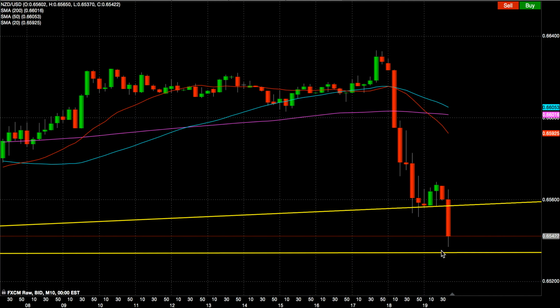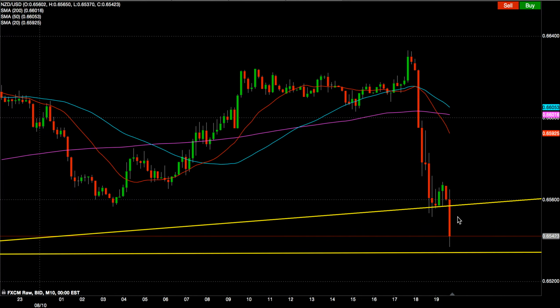So should this retest this trend line up here, I will short again, or I will sell this, I should say.